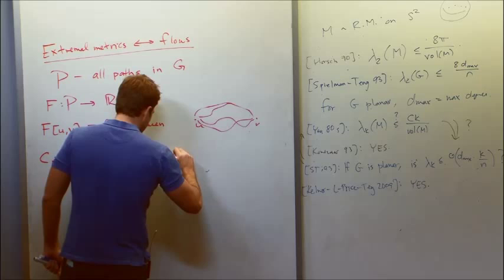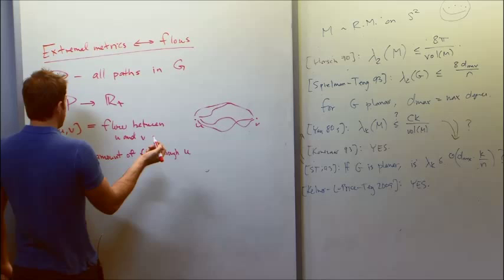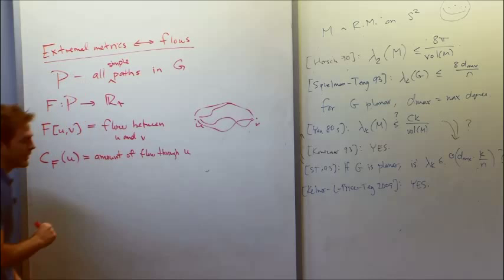This has to be simple paths. Say it again. These have to be simple paths. You're going to minimize something eventually, so it will not make sense to take non-simple paths, but let's say simple paths. Okay, so these are flows.